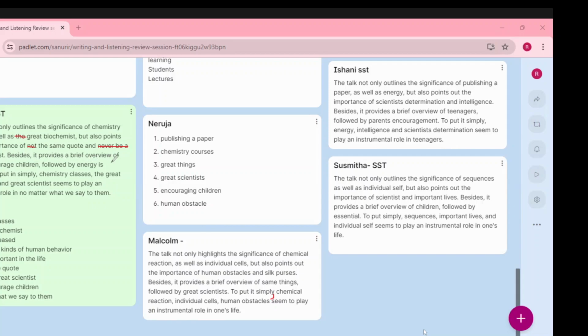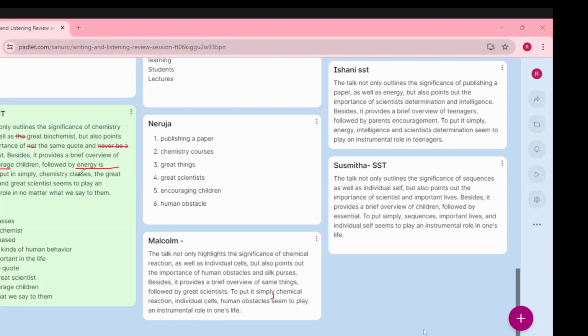Besides, comma, it provides a brief overview of parent encourage children. What is the mistake? This is a verb. You have to keep that verb in ing form. Followed by energy is released. You can't take clauses, students. You can't take clauses because we are using a structure. So we have to use only chunks. Avoid taking clauses. Okay, like this. If you use them, which means there are grammar errors, you lose marks.